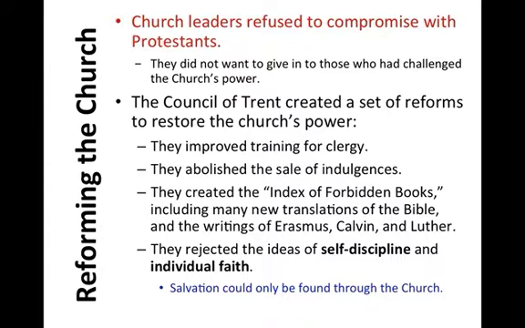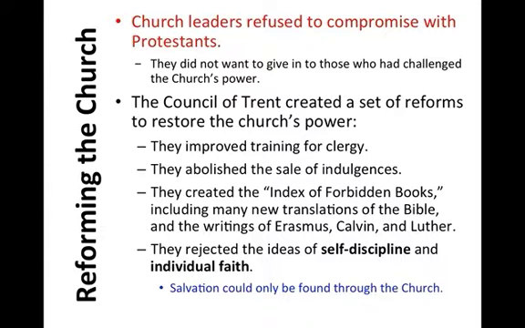The Council of Trent, though, created a set of reforms that not only restored the church's power, but often met the demands of the Protestant reformers. For instance, they improved training for clergy. They also abolished the sale of indulgences. On the other hand, they created an index of forbidden books, banned books, books that were seen as illegal.